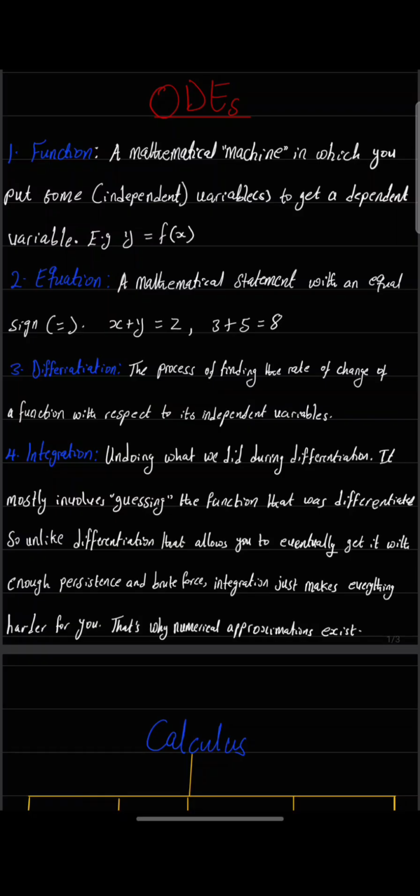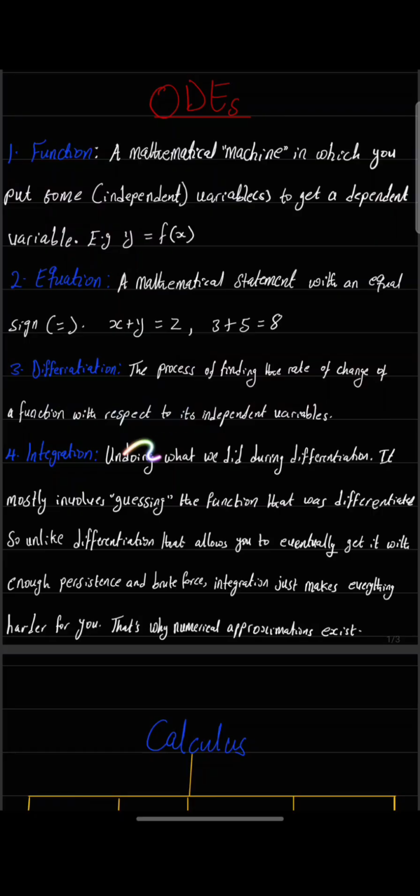Now, differentiation is the process of finding the rate of change of a function with respect to the independent variable. So you see, differentiation is built on top of what a function is. So you have a function, you want to know what happens to the whole function itself if the independent variable changes by a little amount. You use the tool of differentiation.